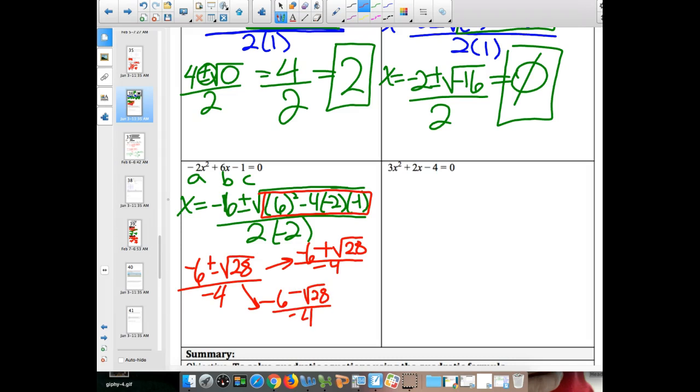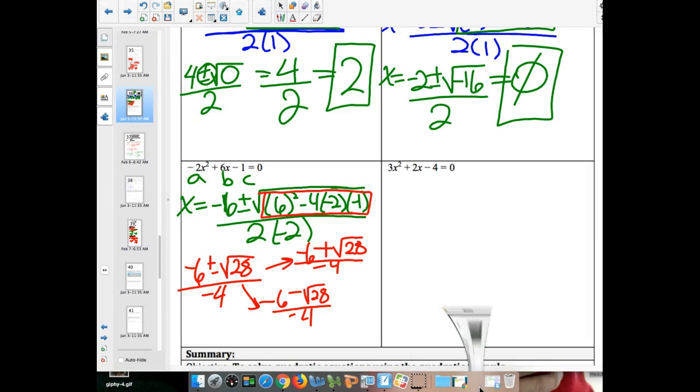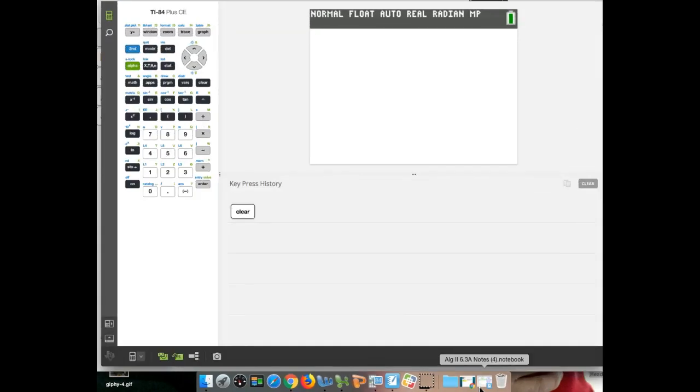Okay, now here's where it's really important you plug this in your calculator properly. I'm actually going to go to my calculator so you guys can see this. So when we plug this in, you want to plug in the top part first. So we're going to plug in that negative 6. We'll do the plus one first. We'll go in order. And we have the square root.